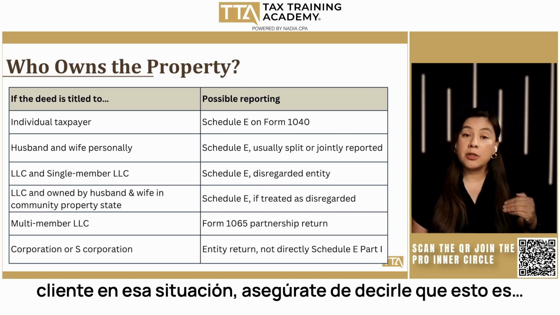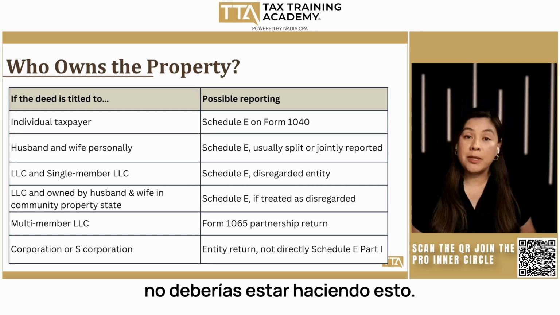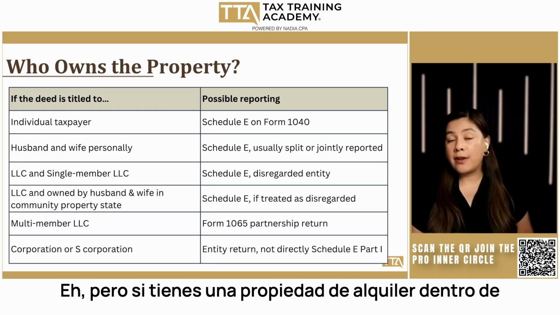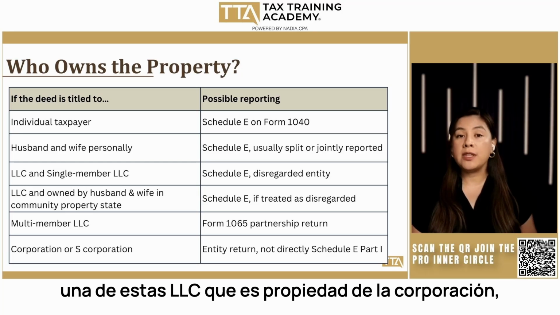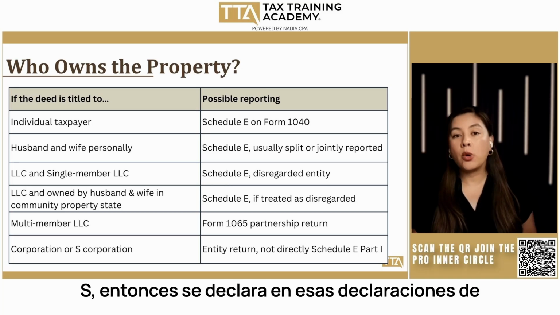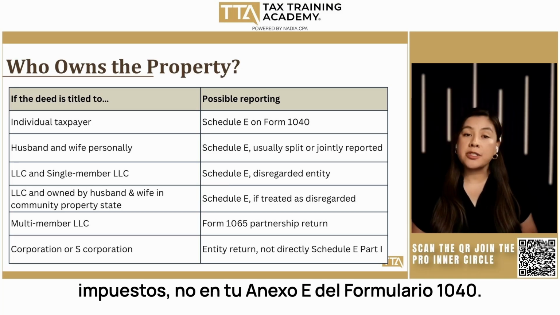So if you do have a client come across, make sure you tell them you should not be doing this. I highly advise for you to take it out. But if you do have a rental property that's in one of these LLCs that is owned by the corporation or they've elected to be taxed as an S corporation, then it gets reported on those tax returns, not on your Schedule E, Form 1040.